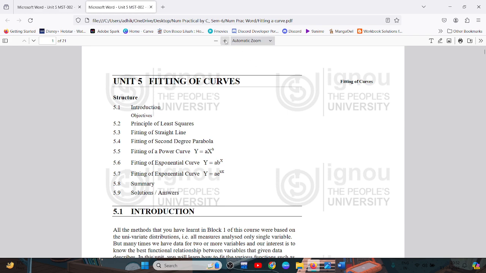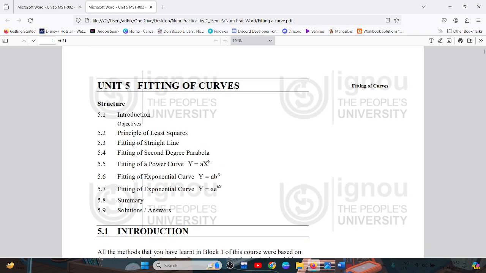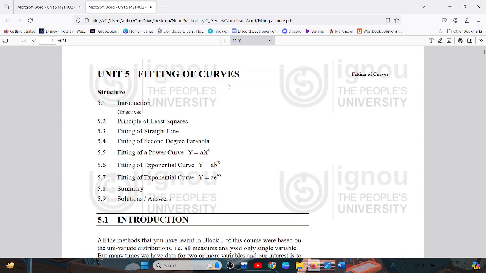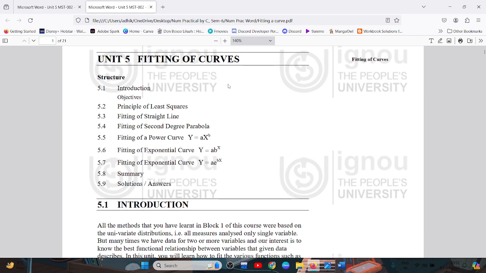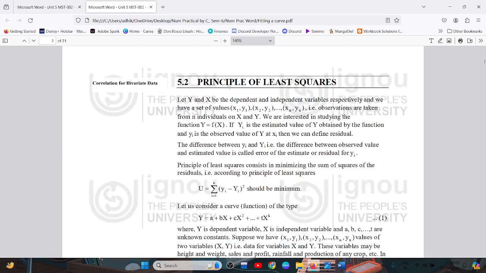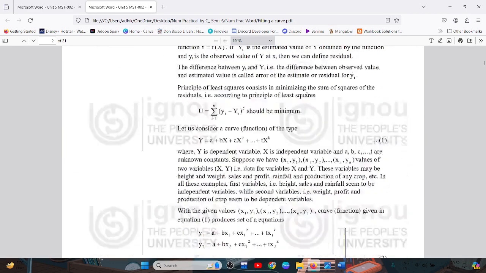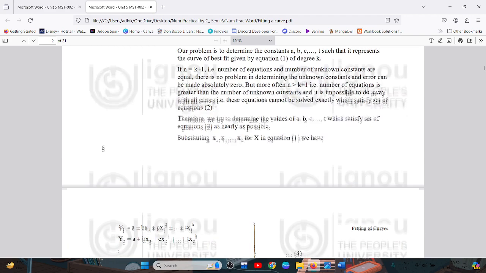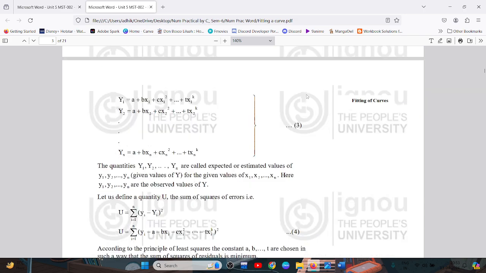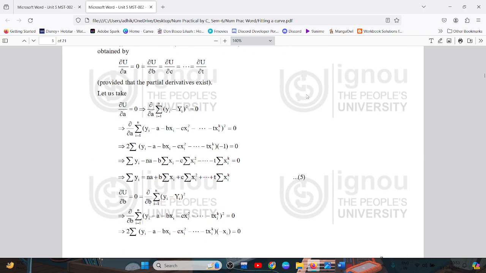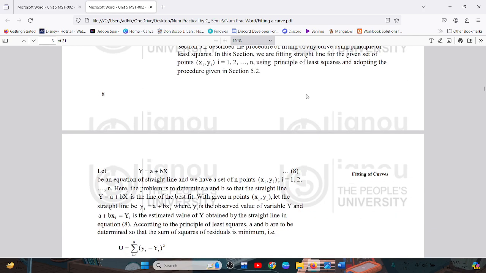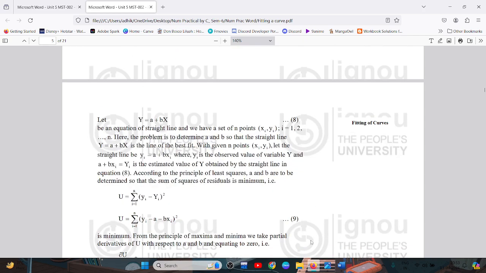Now this is a note from IGNOU, a beautiful note for fitting curves, and this is the principle of least squares and so on. I will provide this note in the description box, and you can study this note.